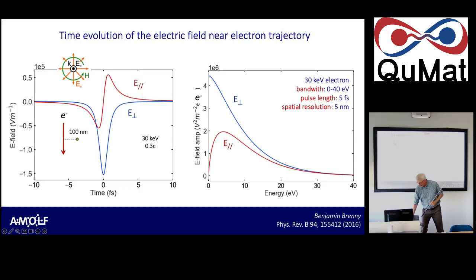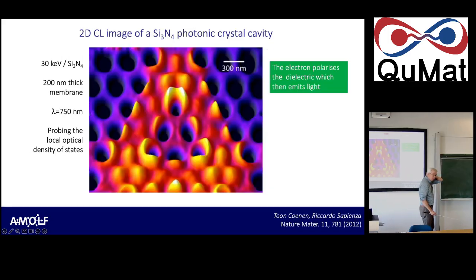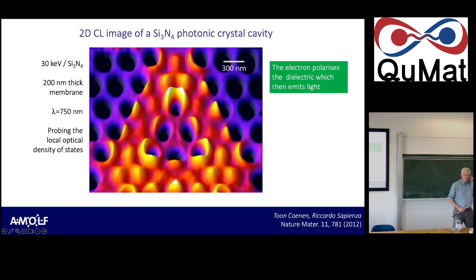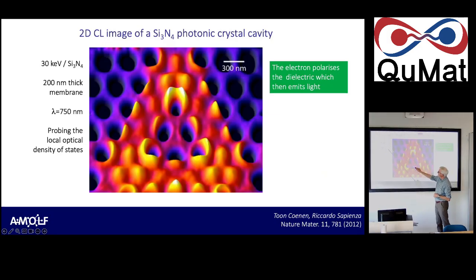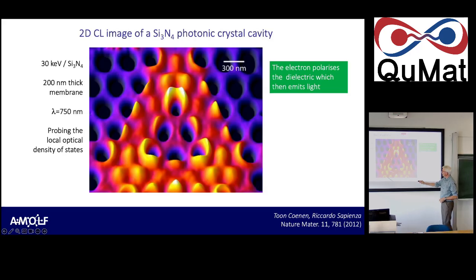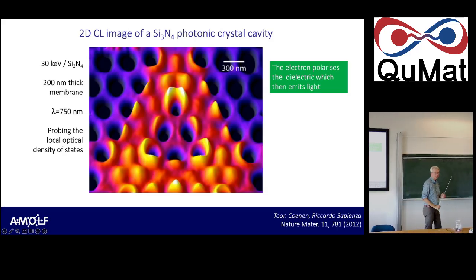So one example in our initial work of how this actually works, is coupling to matter, how you polarize matter with electron beams. This is a photonic crystal. It is a membrane of silicon nitride, 200 nanometers thick. The electron beam comes in this way, and there are holes in the membrane, so it's a photonic crystal. But here the holes are missing, so to say. This is a cavity. It was made as an optical cavity.